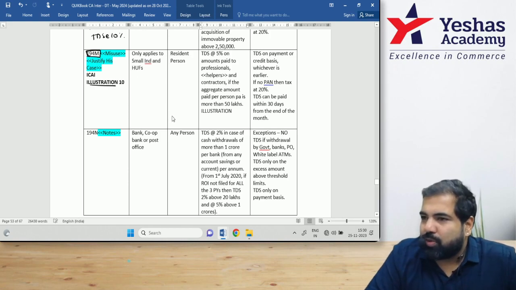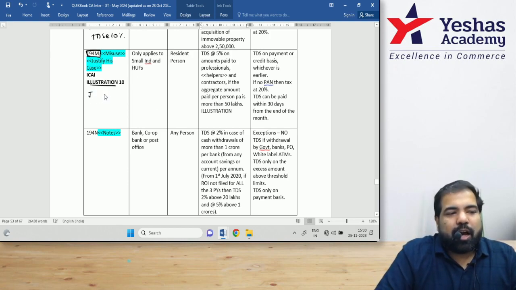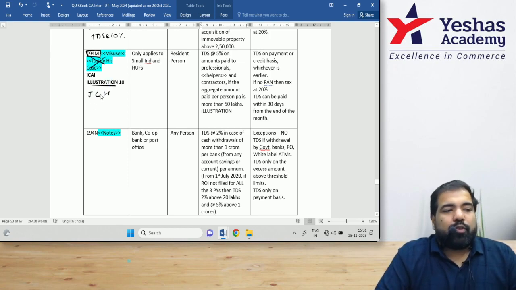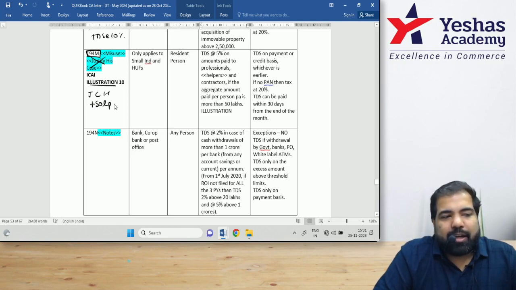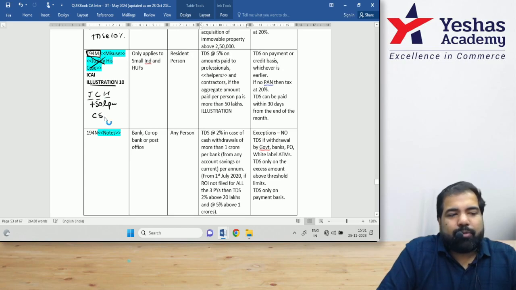Are you a small individual? Small HUF. Just can't help. Here the shortcut is different. If you're a small person, make small payments. If you're going to make more than 50 lakhs in an annum to one person, either a professional or contractor or broker, then we'll have to deduct TDS at what rate?